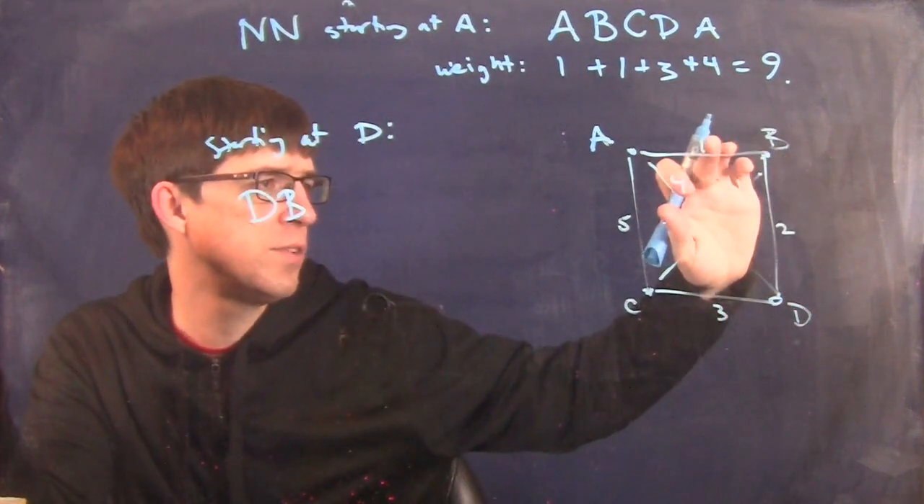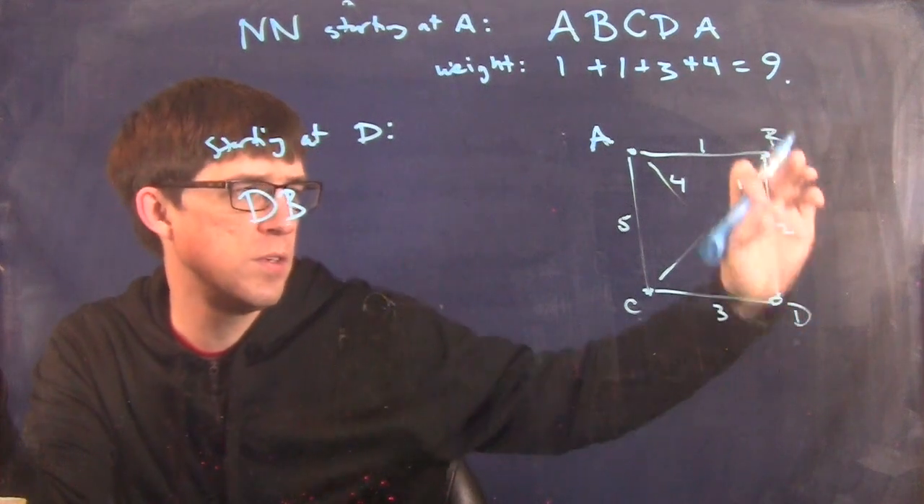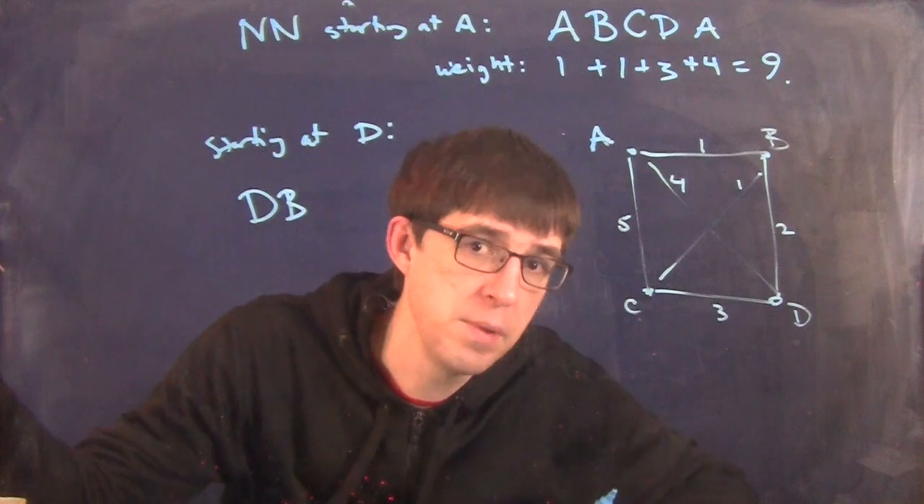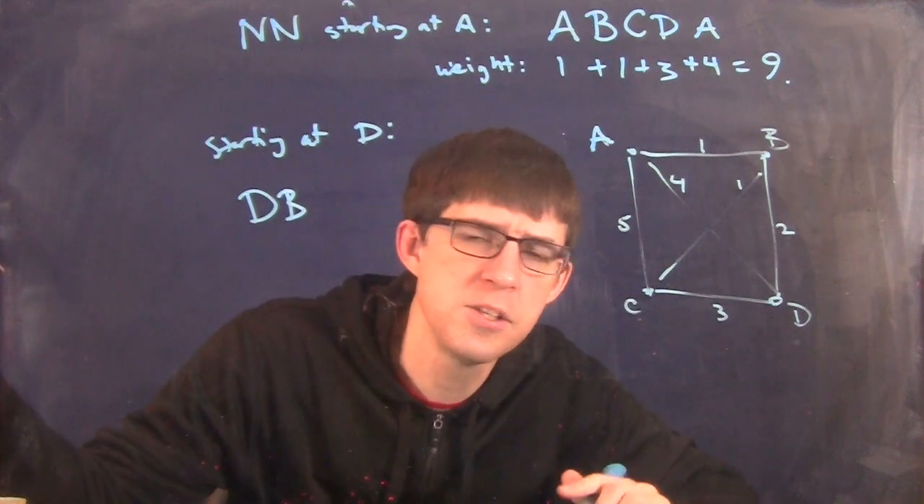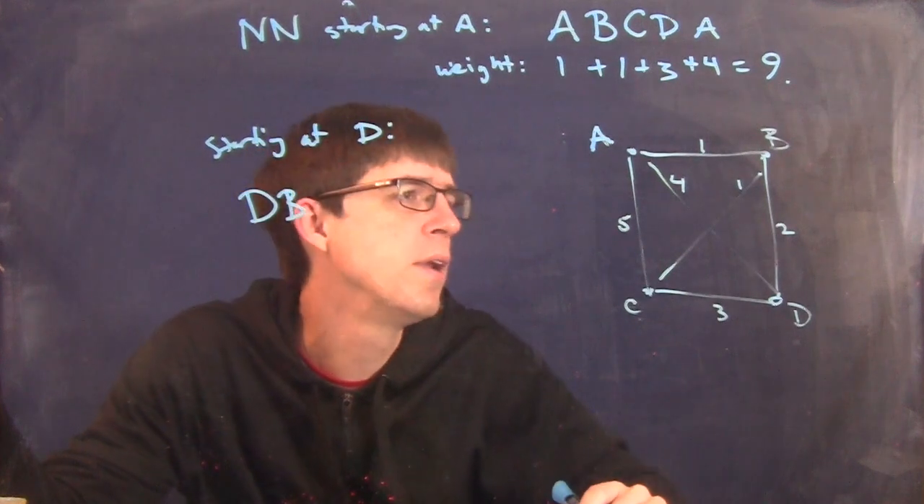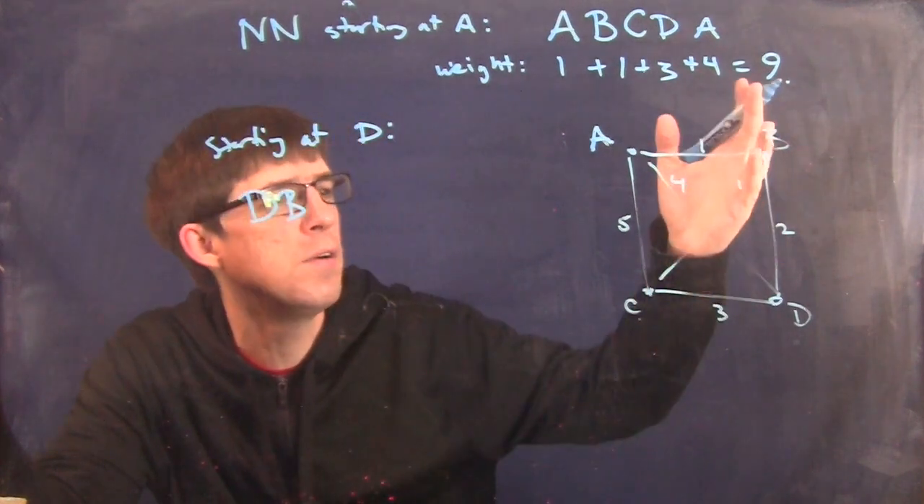Then from B, my choices are the 1 or the 2. I can't choose the 2 because I've already been to B, so I could choose this one or this one. Now, here is slightly ambiguous. I didn't tell you what to do if there's a tie. I said just choose the cheapest edge every time. Let's just say if there's a tie, you can pick whichever one you want. Choose at random. How about we go to the A?